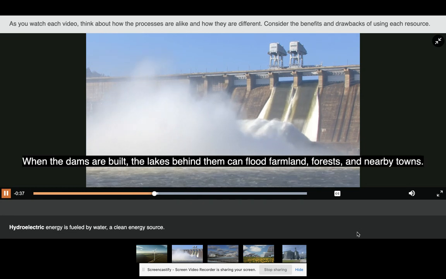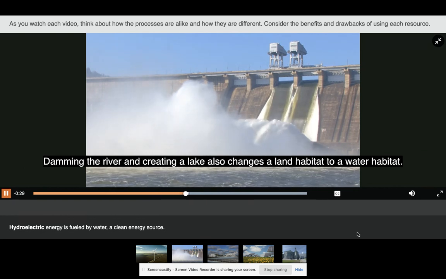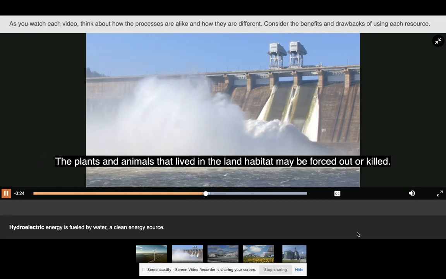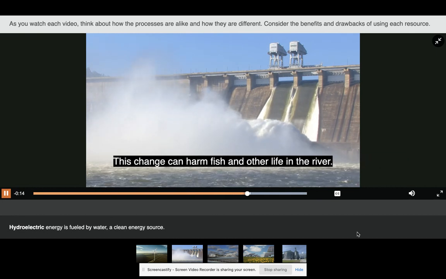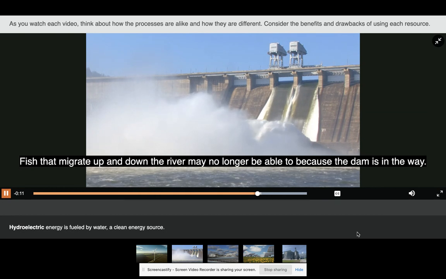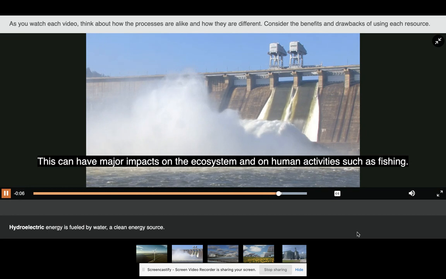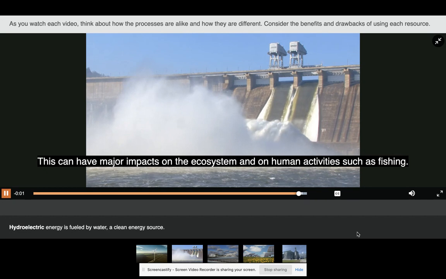When the dams are built, the lakes behind them can flood farmland, forests, and nearby towns. Damming the river and creating a lake also changes a land habitat to a water habitat. The plants and animals that lived in the land habitat may be forced out or killed. A dam can also change the depth and temperature of the river on both sides of the dam. This change can harm fish and other life in the river. Fish that migrate up and down the river may no longer be able to because the dam is in the way. This can have major impacts on the ecosystem and on human activities such as fishing.